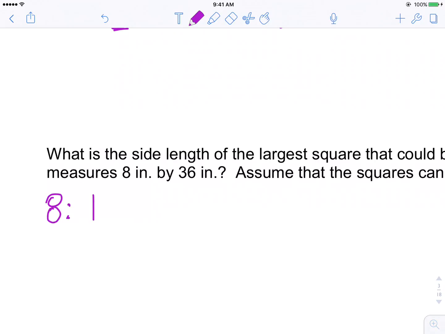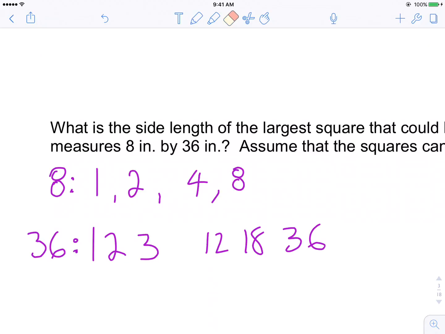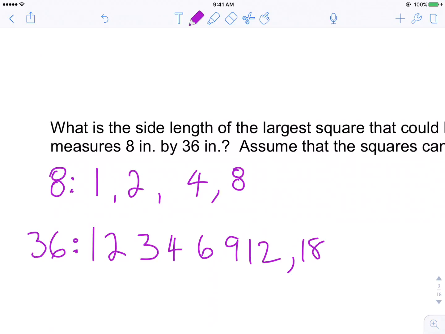What are the factors of 8? 1 and 8, 2 and 4, and well, that's it. There aren't any more. 36: 1 and 36, 2 and 18, 3 and 12, 4 and 9, and 6 and 6. So this is 9, and then it was 12, and then it was 18, and then it was 36. So there are my factors for 36.